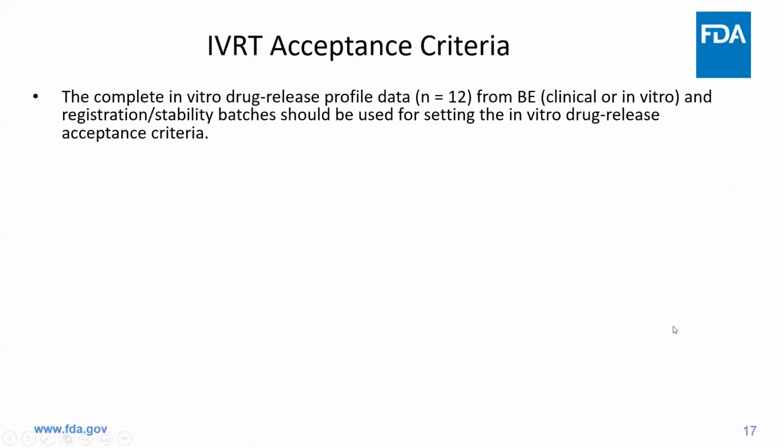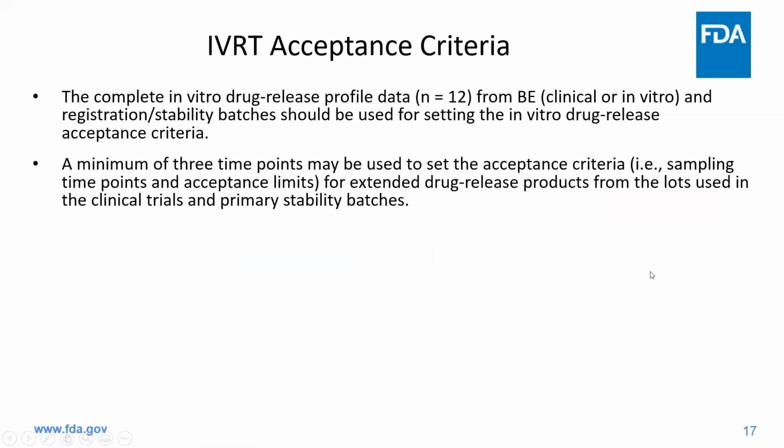Here we can talk a little bit about the IVRT acceptance criteria. Here are some considerations. The complete in vitro drug release profile data for bioequivalence and registration batches should be used to set the acceptance criteria for in vitro release testing. And in general, a minimum of 3 time points may be used to set acceptance criteria for extended drug release products.